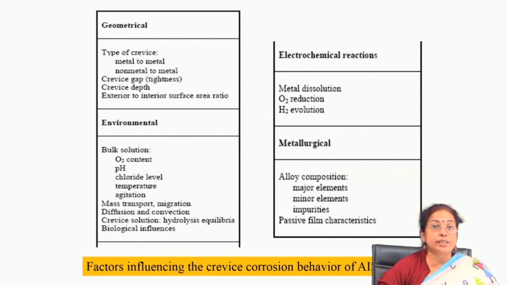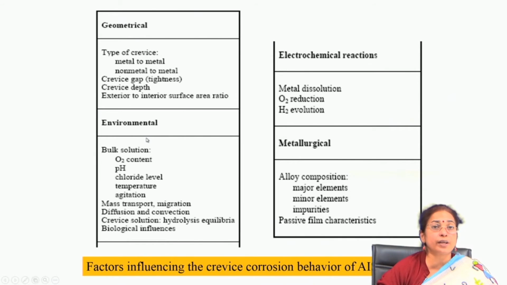Then the exterior to interior surface area ratio basically controls the crevice attack; this is the basic principle of combating galvanic corrosion. The higher the ratio of anode to cathode, naturally the lower the crevice attack, but the smaller the anode to cathode ratio, the higher the crevice attack.